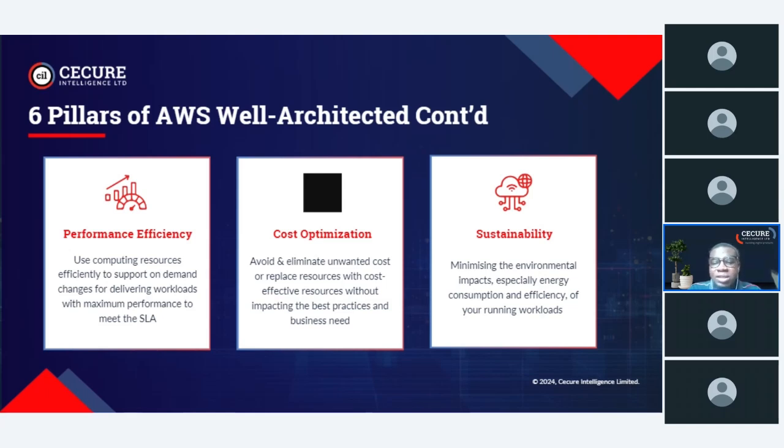And lastly, we have sustainability, which is the final pillar of the AWS Well-Architected Framework. This is going to help you minimize the environmental impact, especially energy consumption and efficiency of your running workloads. So when you adopt this, it will minimize the environmental impact that your workload gives off. Those are the six pillars of the AWS Well-Architected Framework. Like I said, when you adopt these pillars, you enjoy the benefits of the AWS Well-Architected Framework.